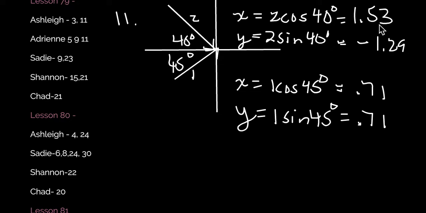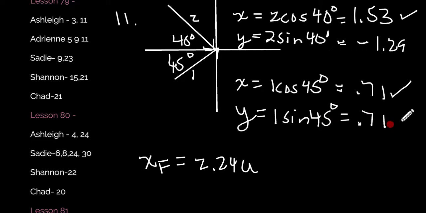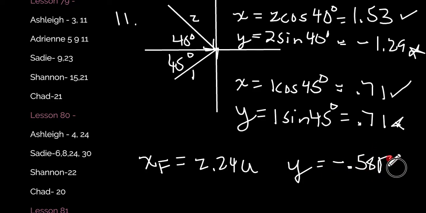So let's add our x's. We're going to add this one and this one together. They're both positive. So our x, I'm going to just call it x final, I should have called them x1 and x2, is 2.24. And when we add our y coordinates together, we're going to get a negative value. So y equals negative 0.58.